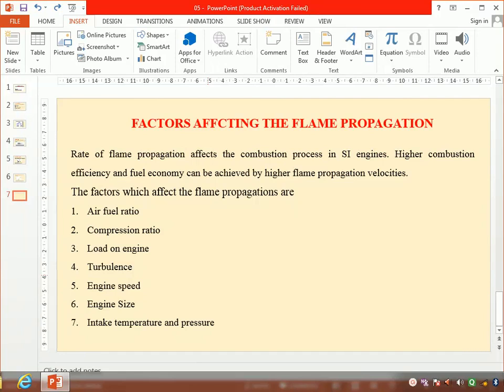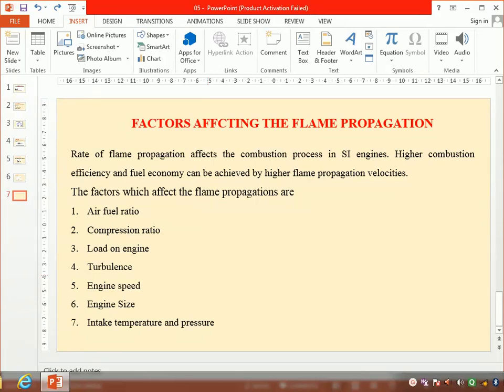Next is the engine speed. Engine speed is again linearly proportional to the flame velocity. As the engine speed increases, flame velocity also increases, because as the engine speed increases, turbulence increases, which in turn increases the flame velocity or flame propagation. Engine size: if the engine size is doubled, what happens? The time required for the flame propagation will also double, but in terms of seconds only. In terms of crank angle, it remains constant irrespective of the engine size. So in terms of seconds it increases, but in terms of crank angle it remains the same. For us, crank angle is very important.